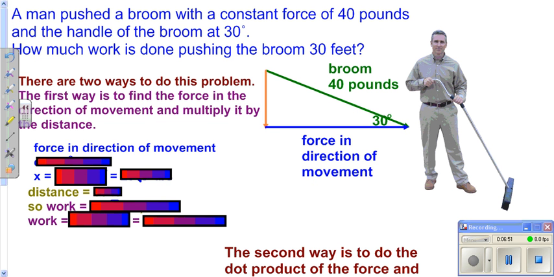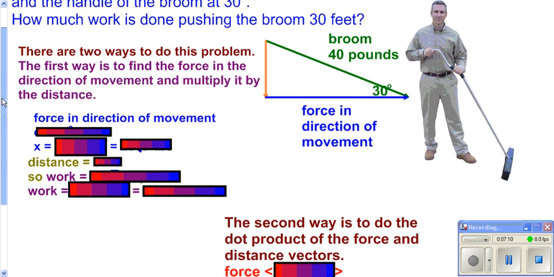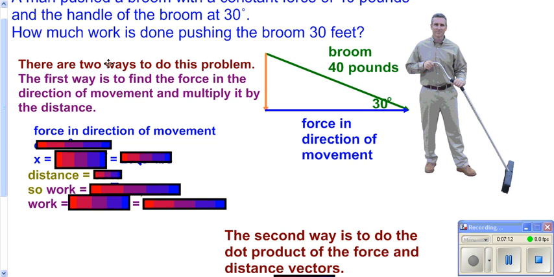Well, here we have another problem. We're dealing with a man pushing a broom at a constant force of 40 pounds, and the broom makes an angle to the floor of 30 degrees. We want to know how much work is done to push it 30 feet. There's really two ways to do this. The first way is to look at your force in the direction of your movement.